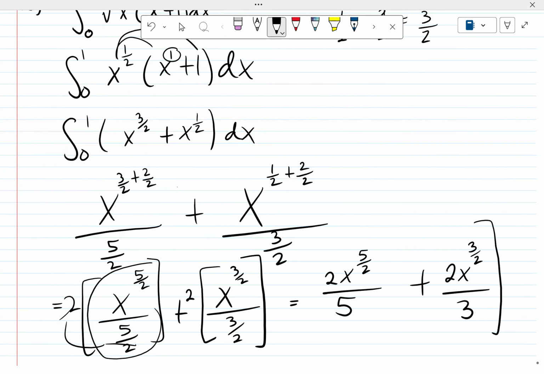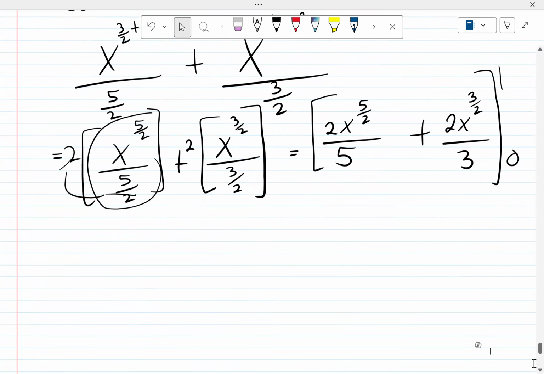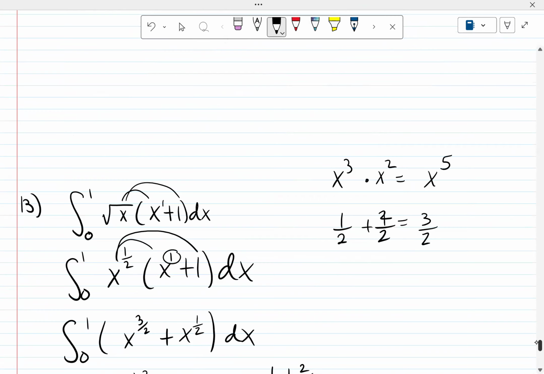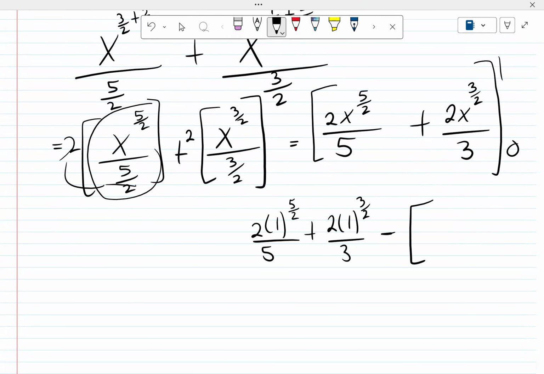And you can apply your fundamental theorem from 0 to 1, right? So upper minus lower. So it's going to be 2 times 1 to the 5/2 over 5, plus 2 times 1 to the 3/2 over 3, minus bracket, this would be 0 plus 0. And do all that work, get 16/15.